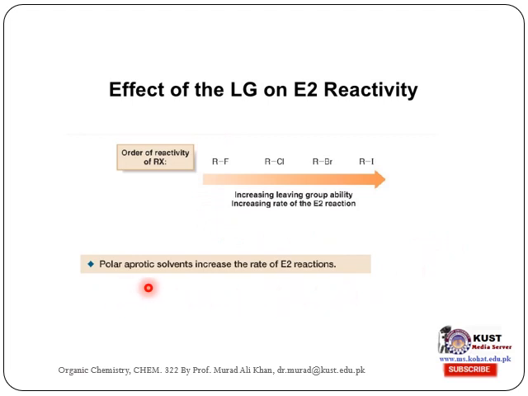Then the polar aprotic solvents increase the rate of E2 reaction. That we have discussed in the earlier slides, how the aprotic solvents increase the rate of E2 reaction, because they solvate the base or the anion not completely. It doesn't completely solvate the anion and doesn't stabilize the anion. So it is ready for attack on the proton.